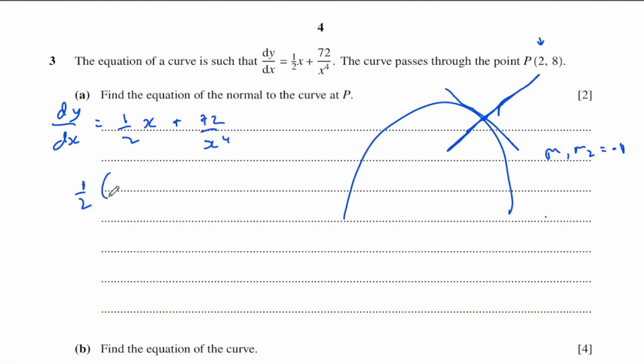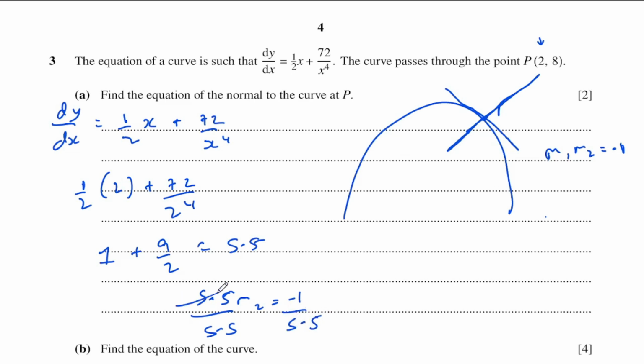So half times 2 plus 72 over 2 to the power 4. This just becomes 1 plus 72 over 16, which is 9 over 2. Add 1 to that, you're going to get 5.5. So the gradient of the tangent at that point is 5.5. We can find the gradient of the normal at that point as well. So m2 equals negative 1 over 5.5, and we're going to get negative 2 over 11. So m2 equals negative 2 over 11. That's the gradient of the normal line.